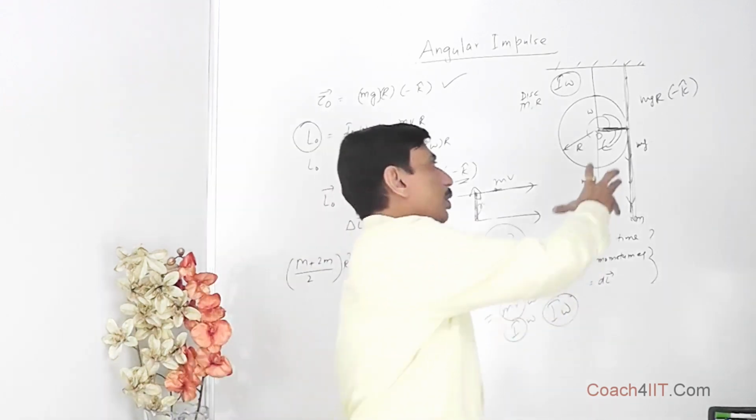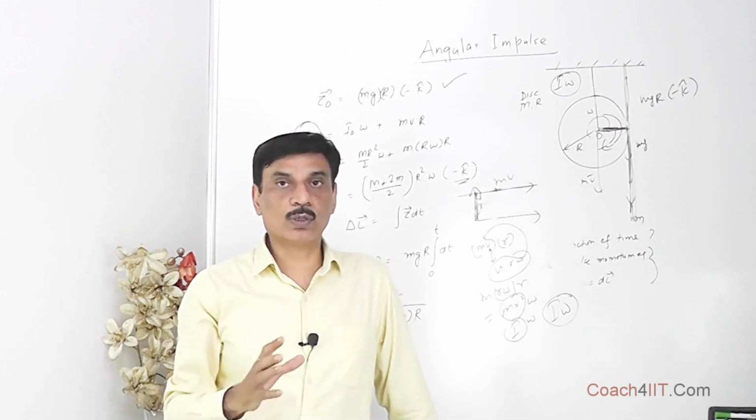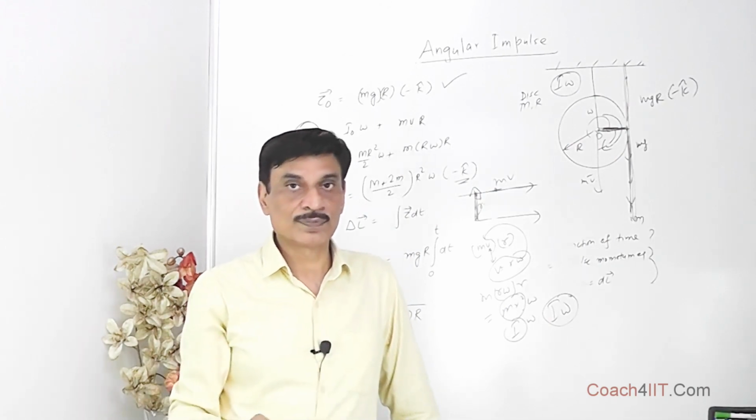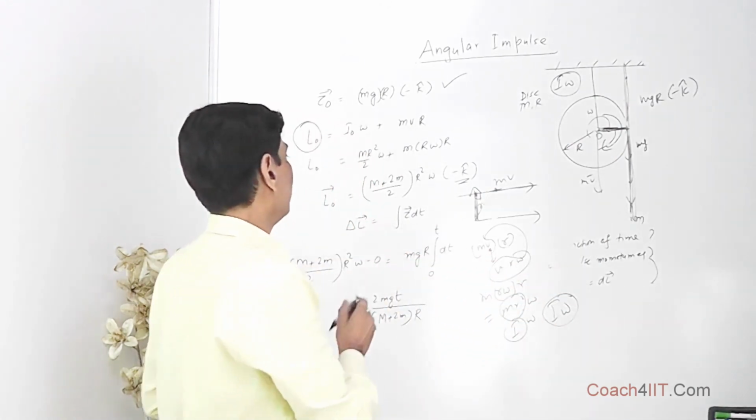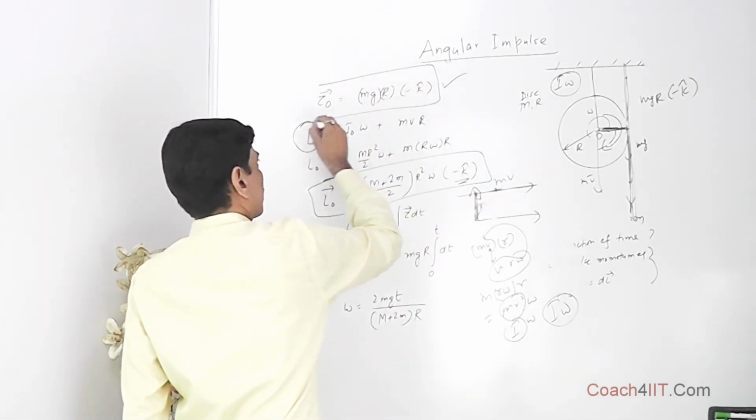Initially, the whole thing was released from rest, so at that moment the angular momentum about this axis was 0 because there was no omega. At time t we have this angular momentum. And what is the torque acting? This torque is acting over here.